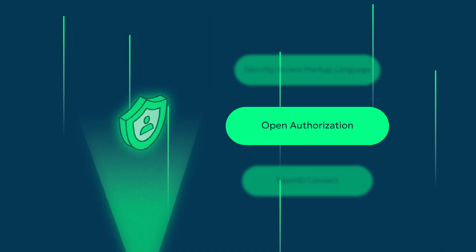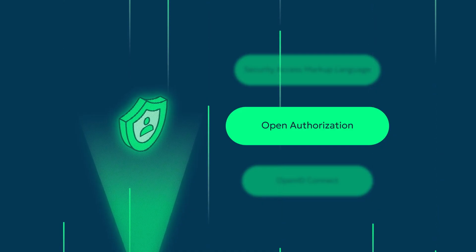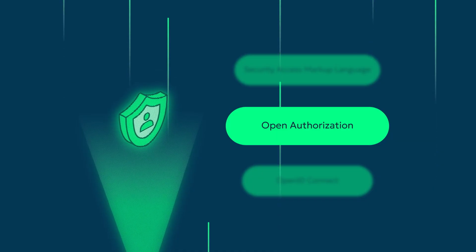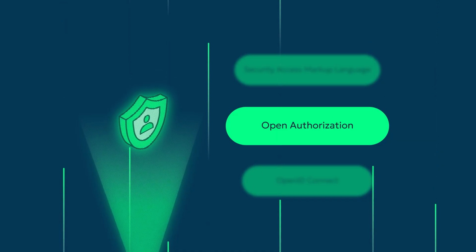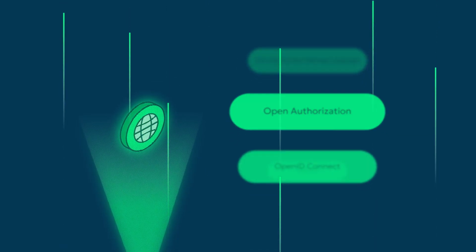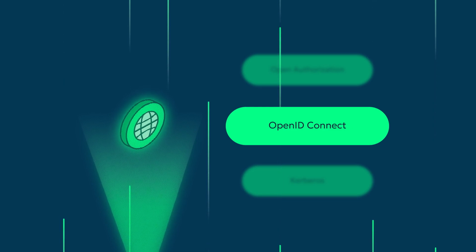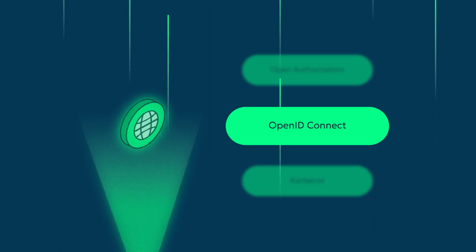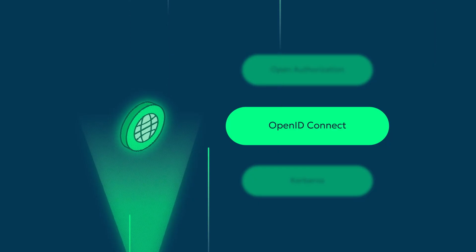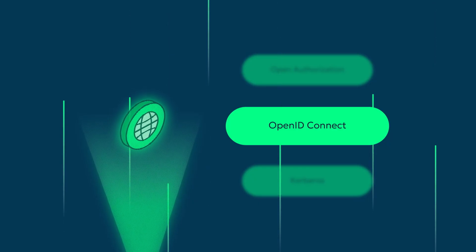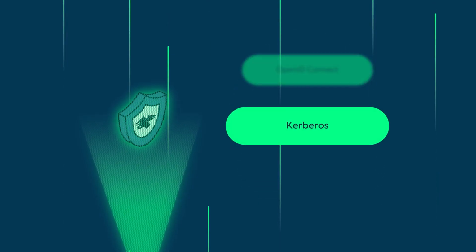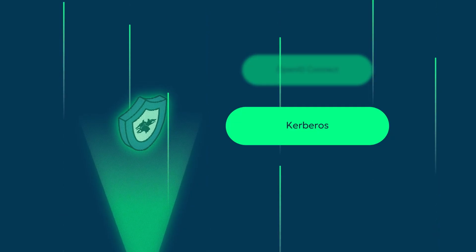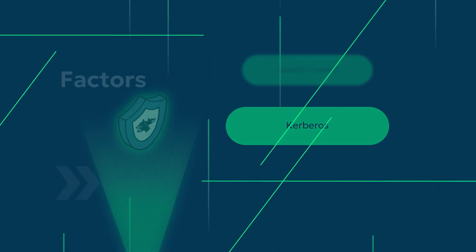Open Authorization, OAuth. OAuth transfers identification information between apps and grants users access without asking them to validate their identity manually. OpenID Connect, OIDC. OIDC uses JSON Web Tokens, JWTs, which are digitally signed and encrypted documents. Kerberos. Kerberos uses tickets and symmetric key cryptography to establish mutual authentication.